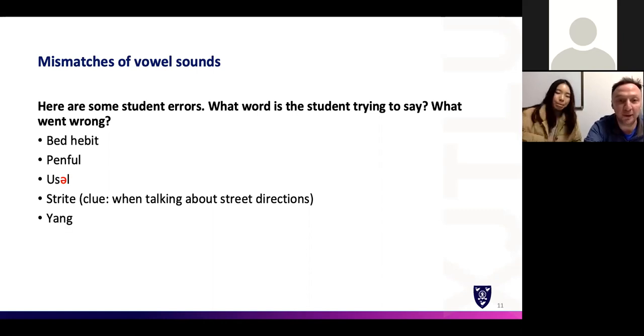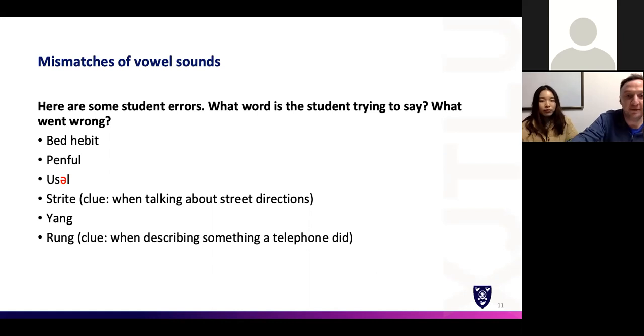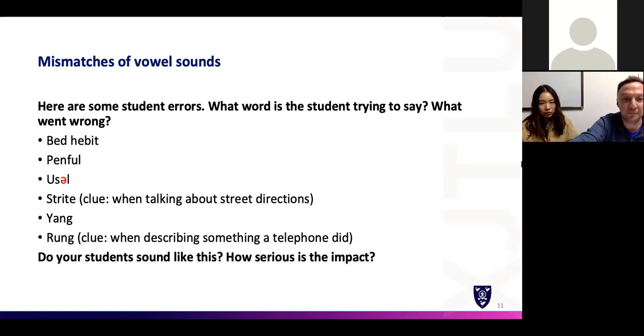And let's look at why. Here's the word yang, as in he is a young man. And also rung, the telephone rung. The student was trying to say rang, but said rung. So the vowel sound is wrong. Do your students sound like this? Any thoughts?